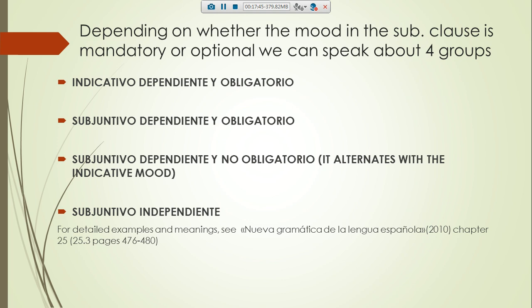Okay. Depending on whether the mood in the subjunctive clause is mandatory or optional, we can speak about four groups. Indicativo, dependiente y obligatorio. So there's no other choice but indicativo. Subjuntivo, dependiente y obligatorio. No other choice but subjuntivo. Subjuntivo, dependiente y no obligatorio. So it means that it alternates or may alternate with indicative mood. Y el subjuntivo, independiente. Again, for detailed examples and meanings, you should see La Nueva Gramática de la Lengua Española, chapter 25. And there you are, the pages.